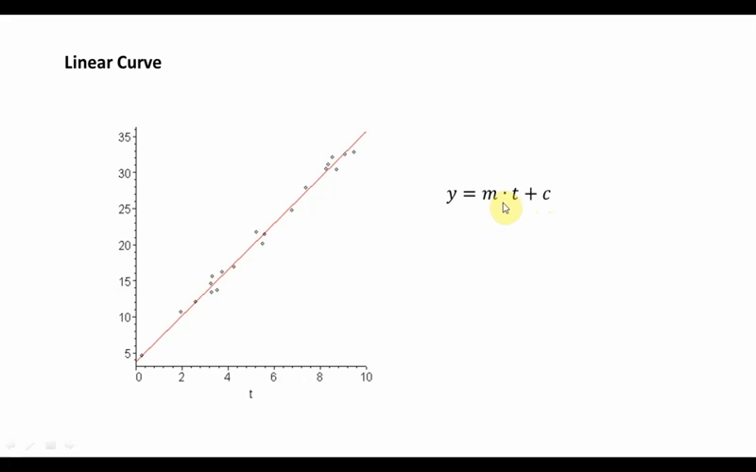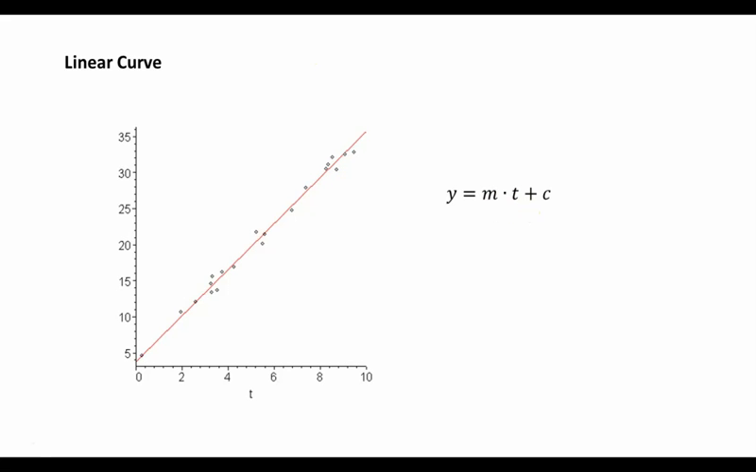And the return rate, the return on investment rate, is M. For example, if every year I have a 10% return, then here M, the 10%, will become the slope here, like this. This is what we so-called the linear curve. Linear curve.